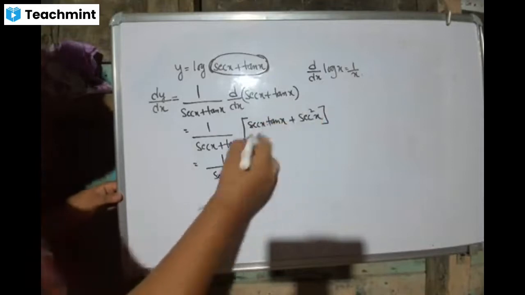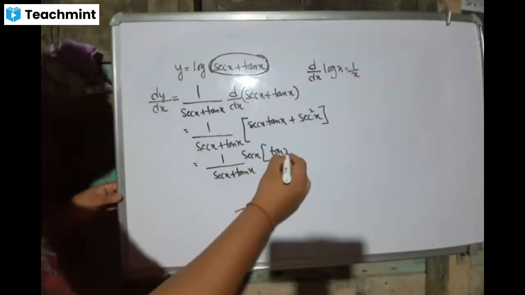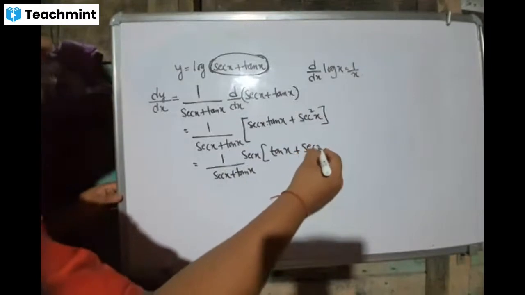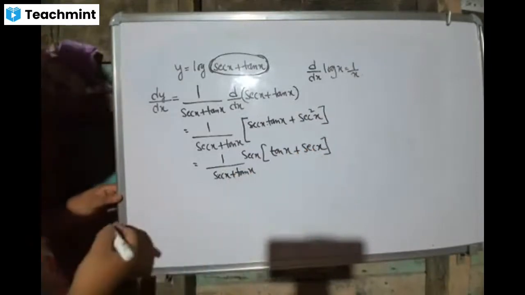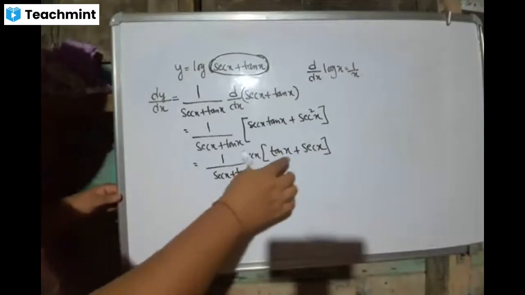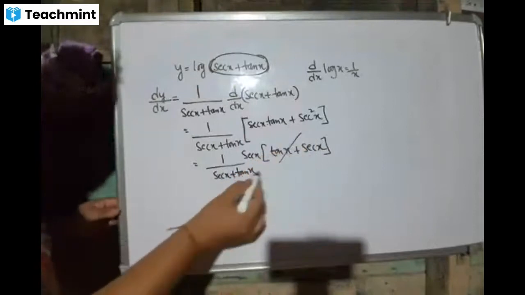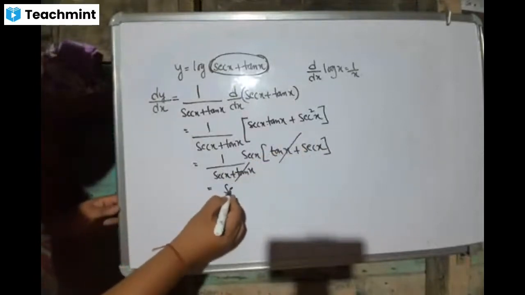What is common out here? Sec x is common. So when you take out sec x, what is left? Tan x plus, there were two sec, so if I take out one, one is left. So look at this, sec x plus tan x and tan x plus sec x. It's the same. Whenever there's a plus, the order does not matter. So when you cancel this and this, the answer is sec x.